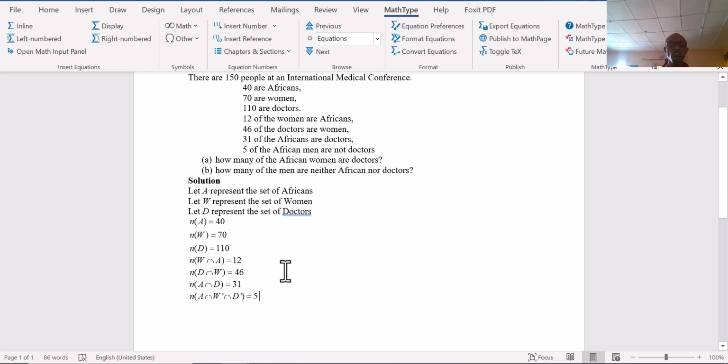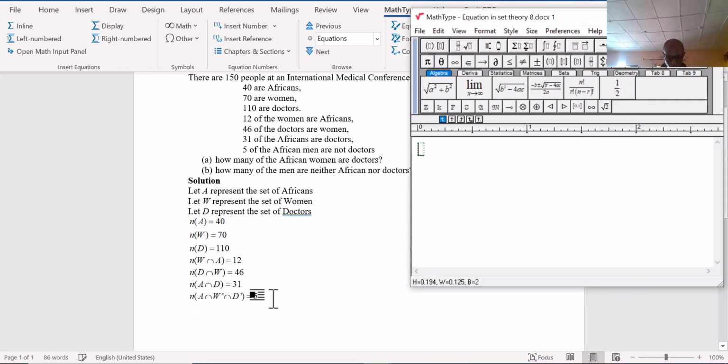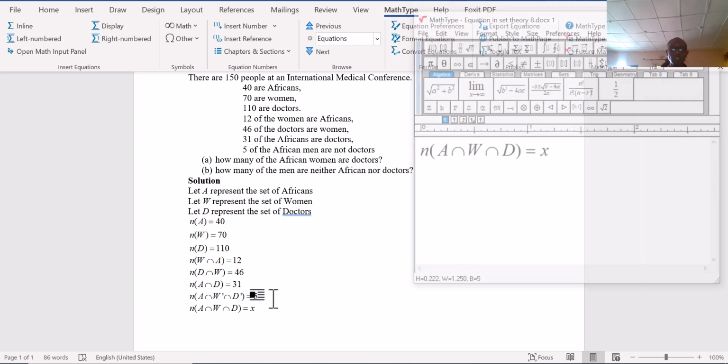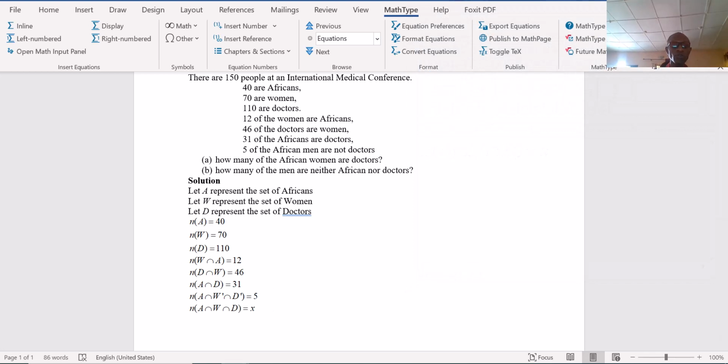So the next thing is to see how we can draw the Venn diagram. Unfortunately, we are not given those who are women and doctors and Africans all at once. Let's represent that as X. So let's see how we can draw the Venn diagram.